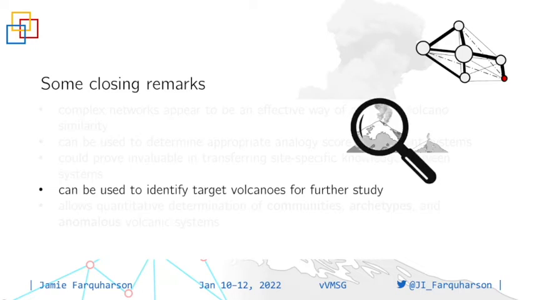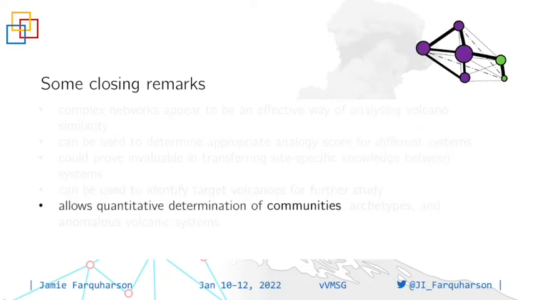If a volcano is not particularly well matched by any other system, it may simply be that we don't know enough about it. Importantly, it allows quantitative determination of communities, such that any volcano within a community can be used as an analog for any other volcano within the same community. And we can also identify volcanoes that are archetypal of certain parameters, such as the eruption style or morphology. And this lends some credence to the idea that we don't necessarily need to study all volcanoes on Earth to an equal degree. It also lets us identify outliers and anomalies, volcanoes that for whatever reason are quantifiably dissimilar to all or most other volcanic systems.